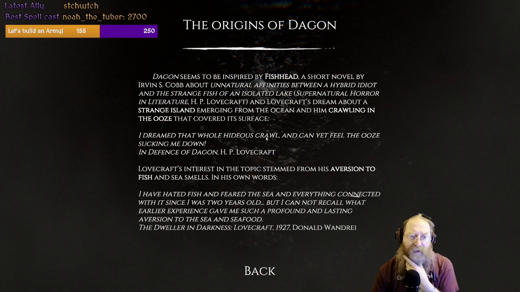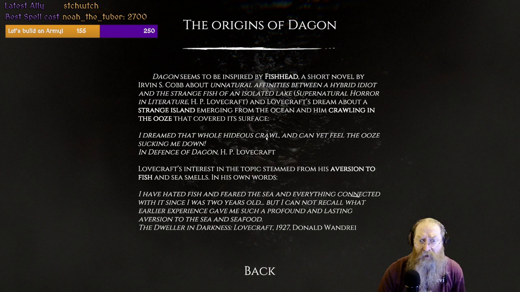Dagon seems to be inspired by Fishhead, a short novel by Irvin S. Cobb about unnatural affinities between a hybrid idiot and the strange fish of an isolated lake. Supernatural Horror in Literature, H.P. Lovecraft. And Lovecraft's dream about a strange island emerging from the ocean and him crawling in the ooze that covered its surface. I dreamed that whole hideous crawl and can yet feel the ooze sucking me down.